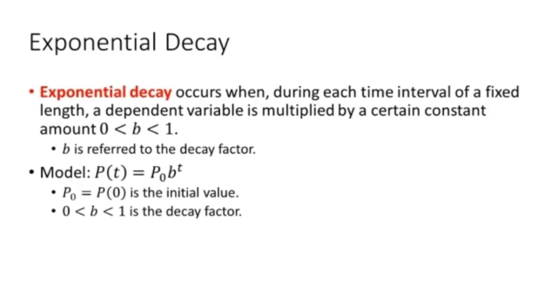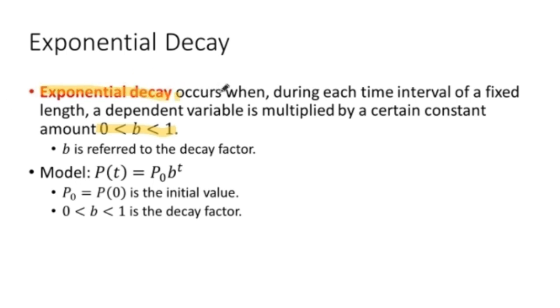Recall from the definition of exponential growth that over each fixed period of time, we're multiplying our dependent variable by some factor b, and b was greater than 1. What would happen if we make b between 0 and 1 instead? When we decide to make b between 0 and 1, we no longer have a growth. What we're going to have instead is a decay, more specifically an exponential decay.